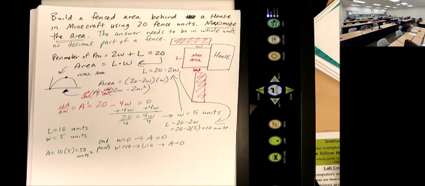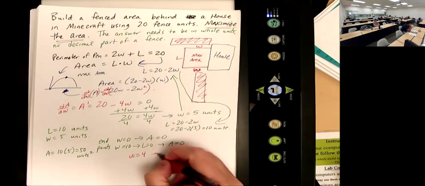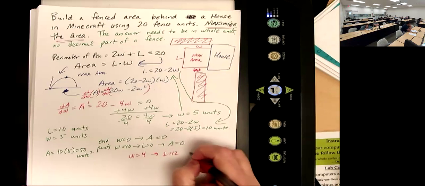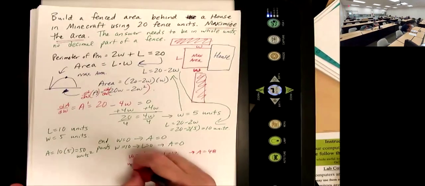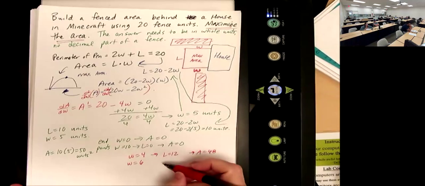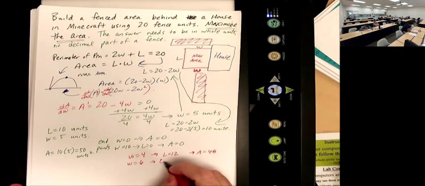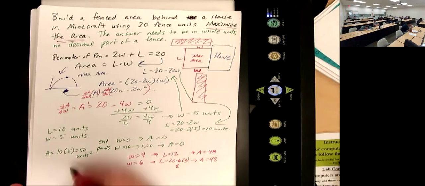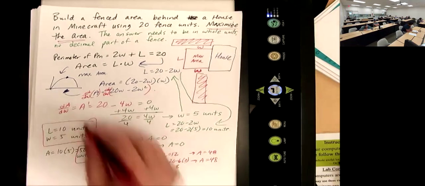And if I shifted it, if I lowered the width by 1, if I made the width 4, that would make the length 20 minus 8, which would be 12. And this would give me an area of 48, 4 times 12. If I went the other way and upped it an increment, W equals 6, well, the length would have to be 20 minus 2 times 6, or 8, and again, we have an area of 48. So 50 is the maximum area. And the information to make that happen was this.